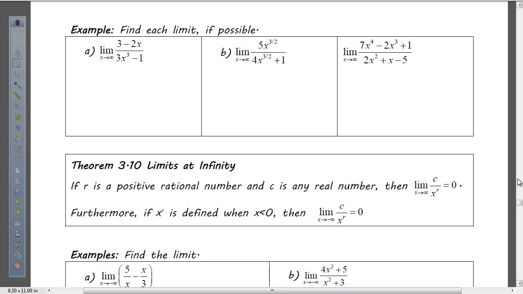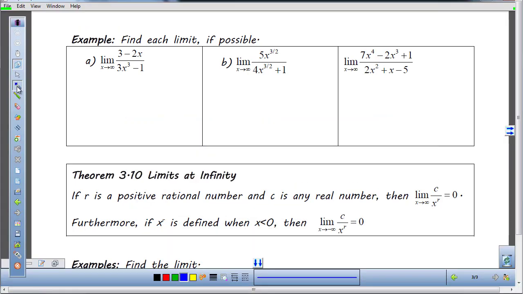Looking at A, we've got the limit of 3 minus 2x over 3x cubed minus 1 as x approaches infinity. I note that the degree of the numerator is 1 and the degree of the denominator is 3. Since the degree of our numerator is smaller than the degree of the denominator, according to the rules we just had, we'll have a horizontal asymptote of y equals 0, or we can say that this limit is equal to 0.